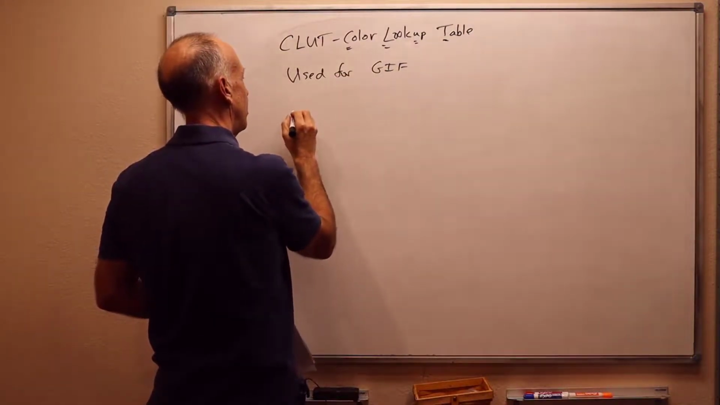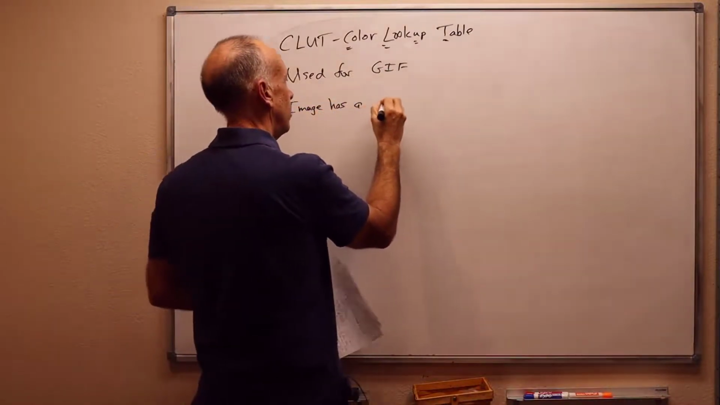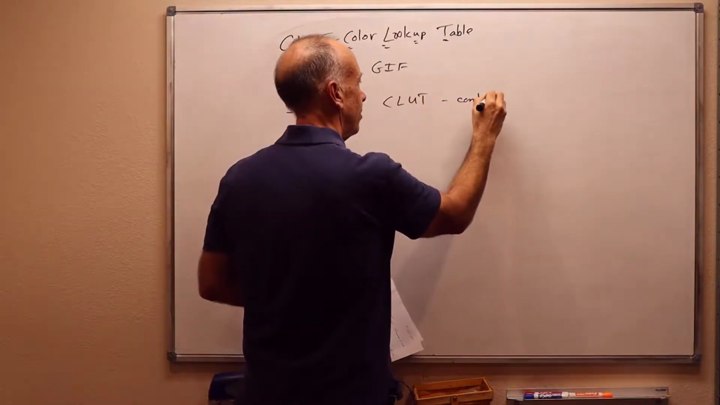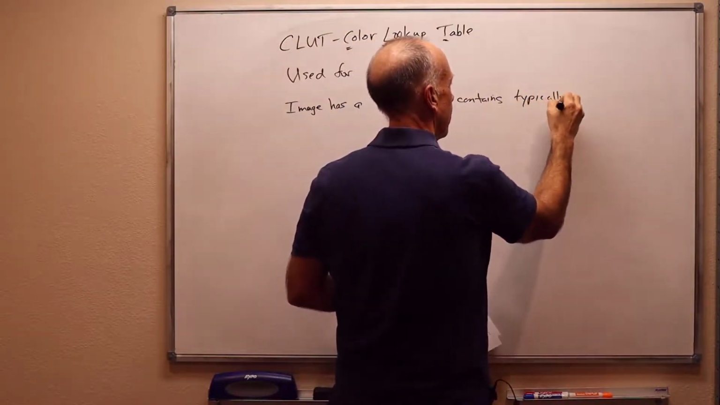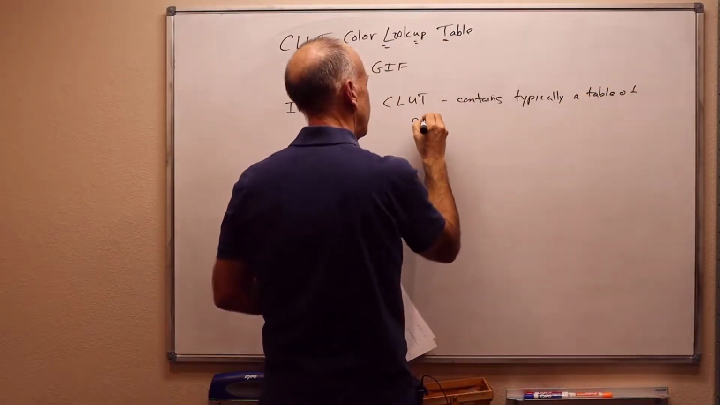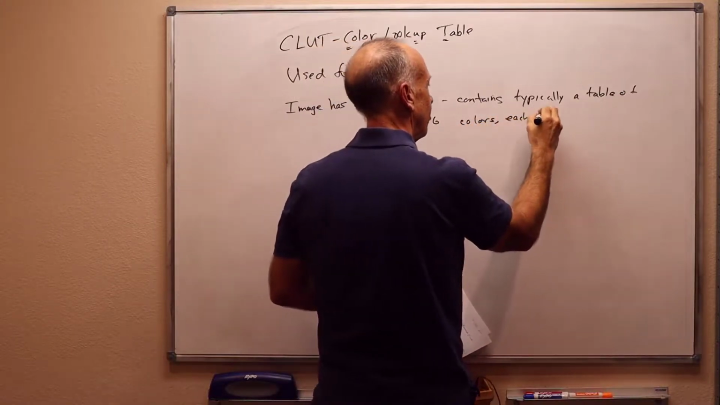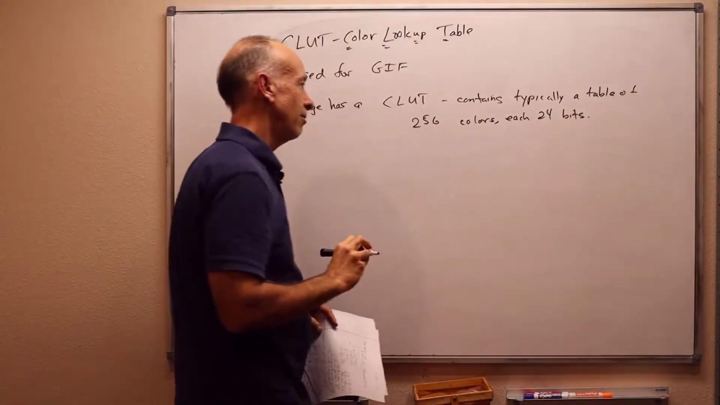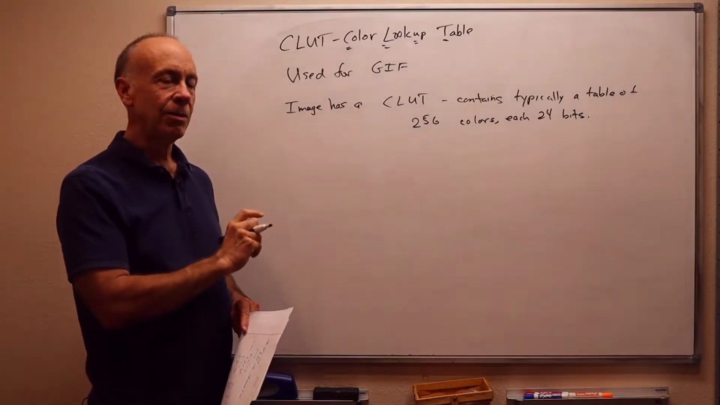What this does is each image has its own color lookup table. So it has a color lookup table, a CLUT, which contains typically, the parameters can vary, a table of 256 different colors, each either 24 bits or possibly 32 bits. So in other words, with 24-bit color, we'd have 256 different colors, each with 8 bits for red, 8 bits for green, and 8 bits for blue.